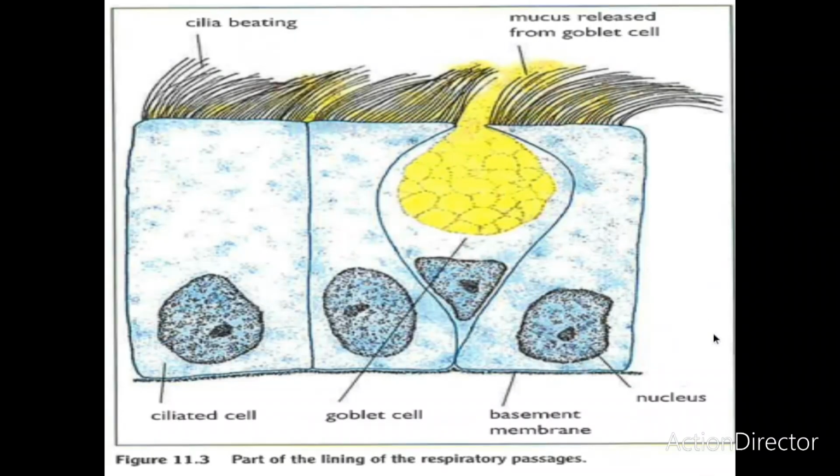This diagram shows us part of the lining of the respiratory passages, and the respiratory passages are the bronchi and the bronchioles. Inside the walls of the respiratory passages, we have ciliated cells and goblet cells. Ciliated cells have projections on top of them which are known as cilia, and goblet cells produce mucus. The mucus traps dust particles and other harmful substances from the air, and the cilia beat in order to sweep the mucus away from the lungs towards the mouth. So the main function of the cilia and the mucus is to trap the dust particles and harmful substances and to sweep those harmful substances towards the mouth so that they can be removed from the lungs.